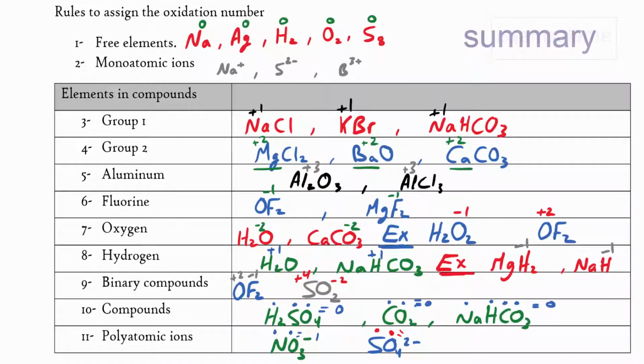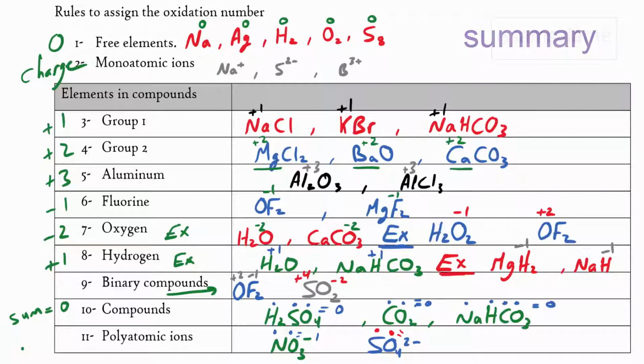Let me summarize the rules for you again. Free elements, always 0. Monoatomic ions, it's equal to the charge. Group 1 plus 1, group 2 plus 2, aluminum plus 3, fluorine minus 1, oxygen minus 2 with exceptions, hydrogen plus 1 with exceptions. Binary compounds, as you can see to the right. Compounds, the summation of the oxidation numbers is equal to 0. Polyatomic ions, the summation is equal to the charge of that ion.